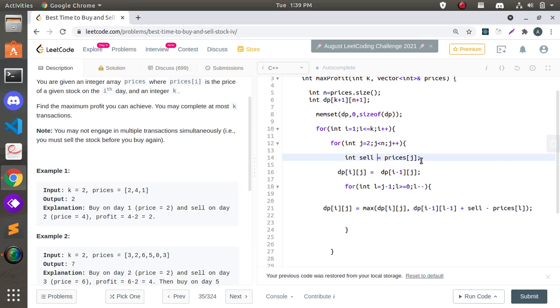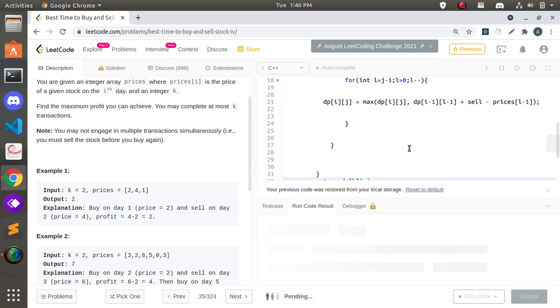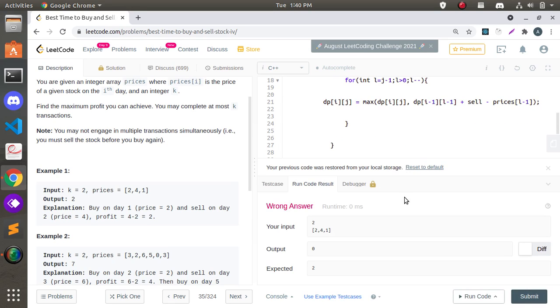So we have j minus 1, and here also j minus 1. So it should be n now. Now I think it will be fine. Let's run and check. It is giving a wrong answer.